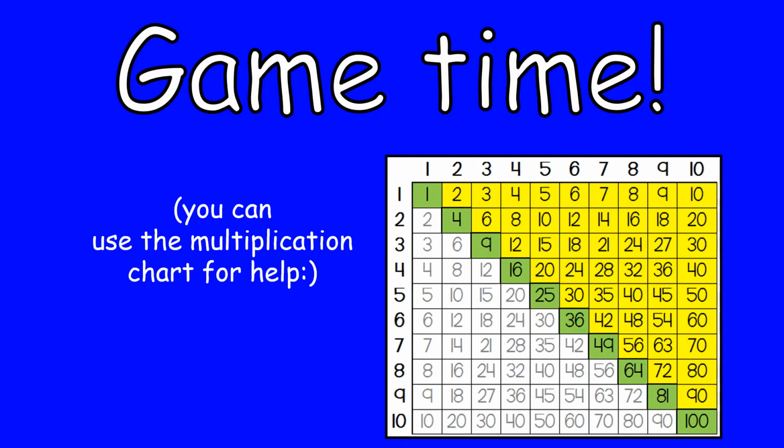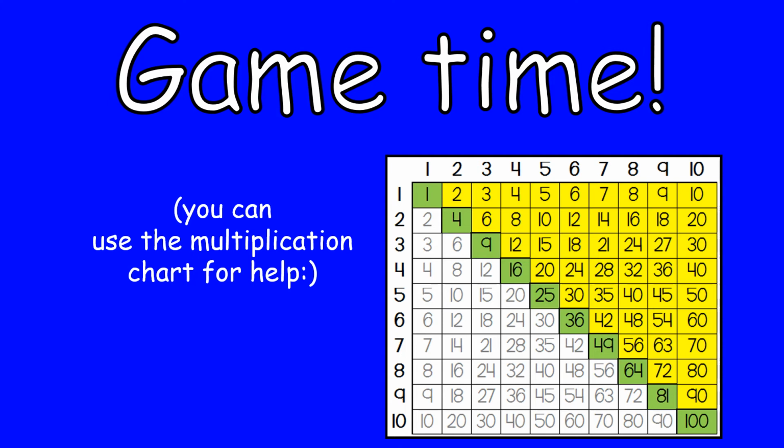So let's play a little game. I've put in a multiplication chart for you. You probably haven't, maybe you have seen one of these. Basically, it helps us to do any multiplication up to 10. It's basically your tables, in case you need reminding.